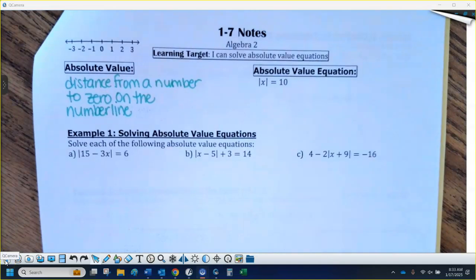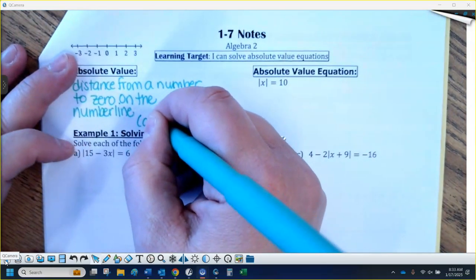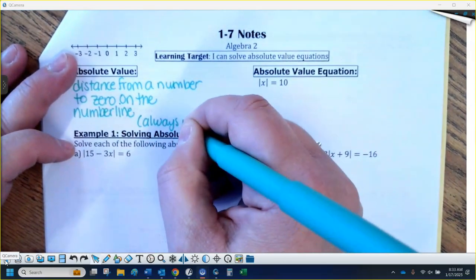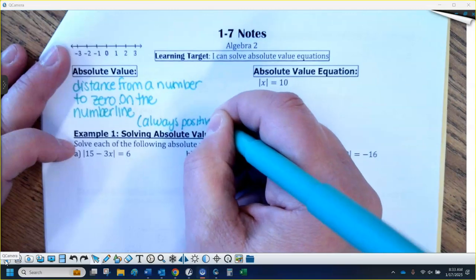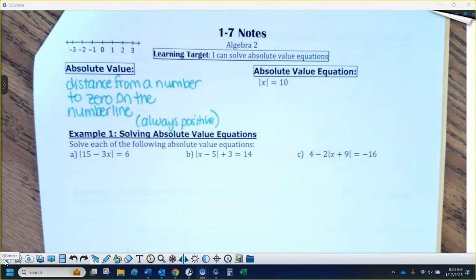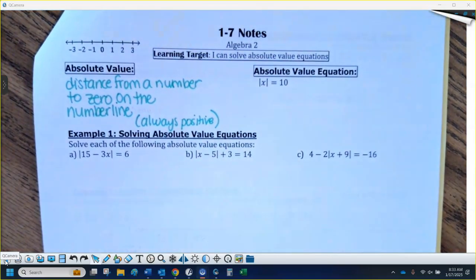But let me just give you a little visual. So absolute value, because it's a distance, it's always positive. You can never have a negative distance. Like if you drive to Indianapolis and you drive back, you're not putting your car in reverse. You're coming back the way you came, but you're still traveling a distance.